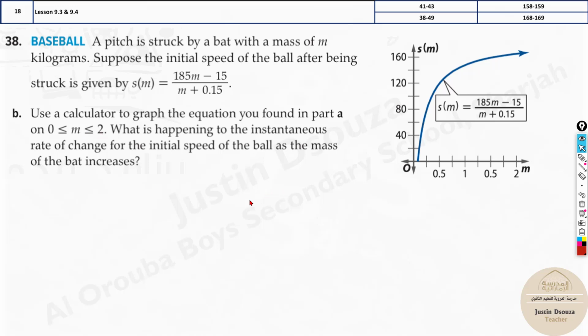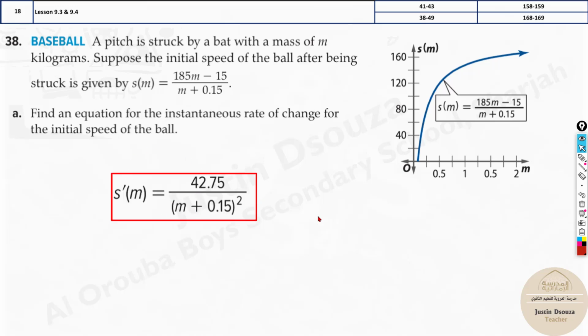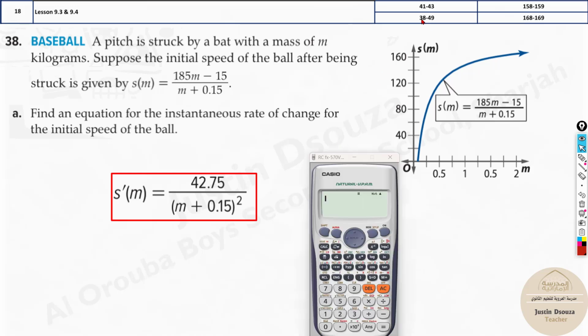And now the second part is to use a calculator to graph the equation you found in part A. So now whatever you just found over here, we can graph it. Now there are various ways to graph it. Let's do the table method. All I'll do is press mode 7 for table and type this equation over here, 42.75 divided by m, written as alpha x, plus 0.15, and close the bracket and square it up. And now what you do is press equal to, now ignore this part.